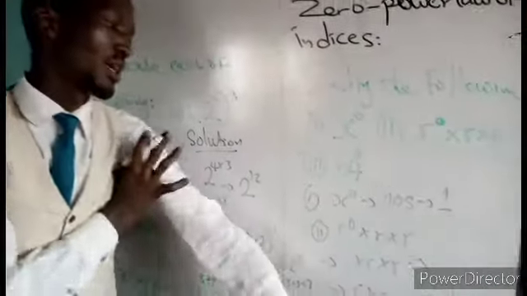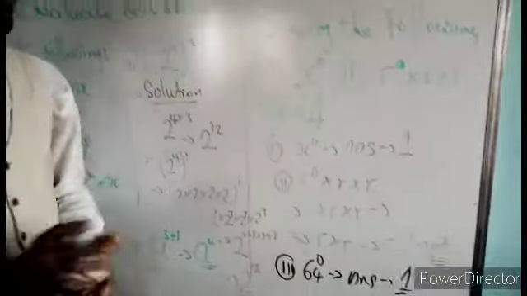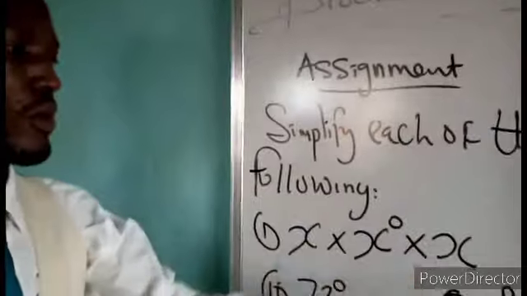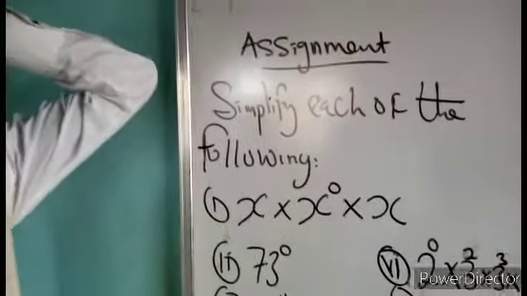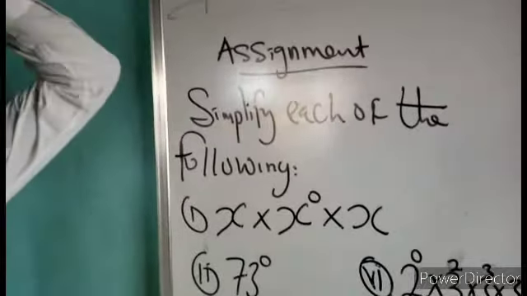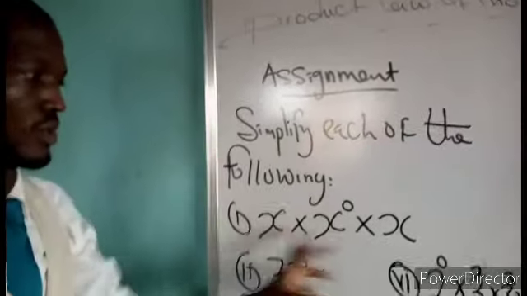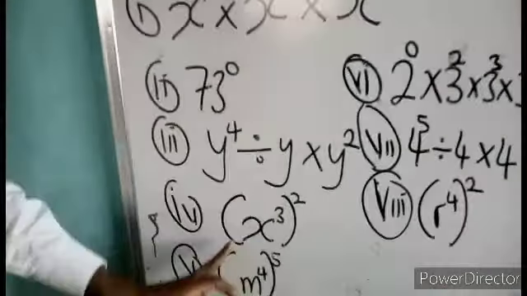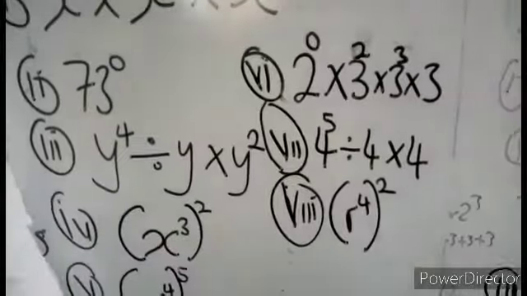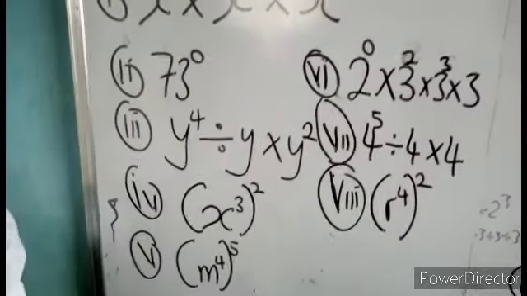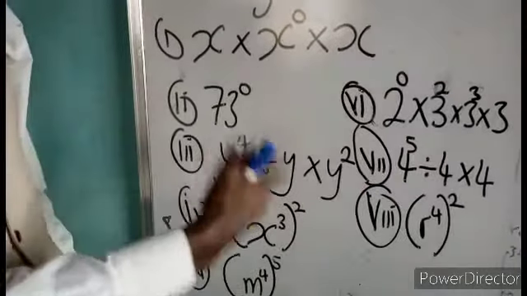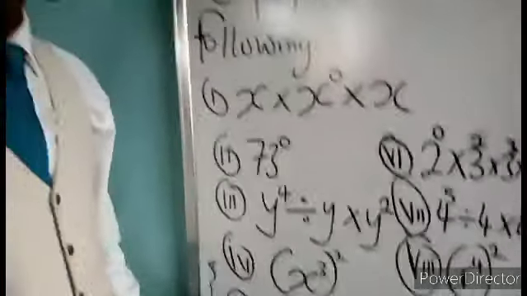I'm good to go with this. I'm done with this. So I'm going to give you a take home from this. Since we've dealt with the division law, the product law and the zero power law of indices, you're going to try number 1, 2, 3, 4, and this. I hope that next class, we're going to start from where we stop now, because we need to cover up to 7 laws of indices. So thank you. Bye-bye.